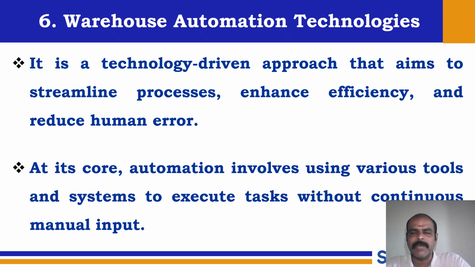At its core, automation involves using various tools and systems to execute tasks without continuous manual input. So this is another interesting factor. It is not one tool, it is not one machine, it is not one technology. It is going to be collective. It's a comprehensive activity where we are going to think of using all these technologies for effective performance as well as to minimize the human intervention. You give the input, let the program, let the controller take the task and let it work in a very, very effective way.